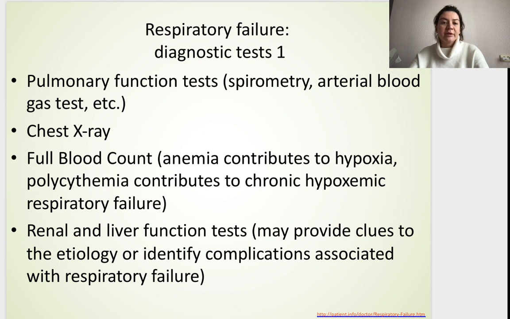Diagnostic tests: pulmonary function tests, spirometry, arterial blood gas tests, etc. We usually always do a chest X-ray. We always do a full blood count. For example, for what? Anemia contributes to hypoxia, for differential diagnosis. It can be polycythemia that contributes to chronic hypoxemic respiratory failure. And we do renal and liver function tests for such patients. They may provide clues to the etiology or identify complications associated with respiratory failure.